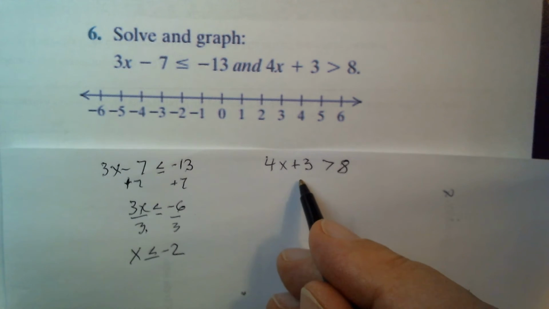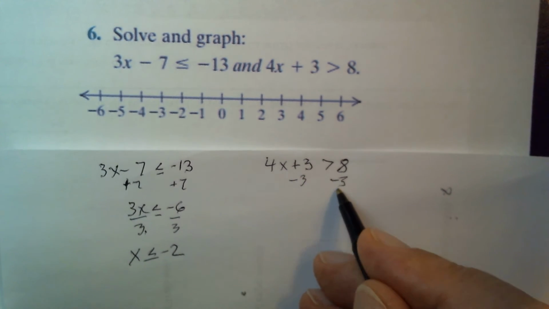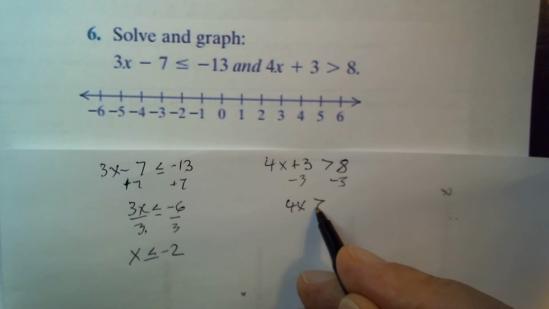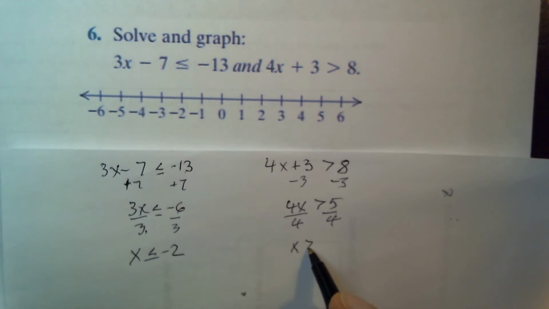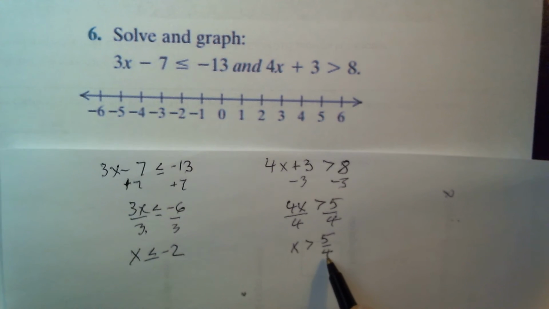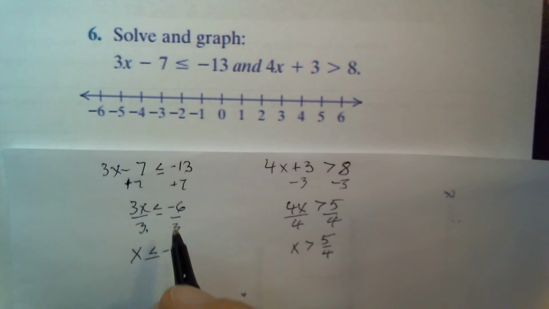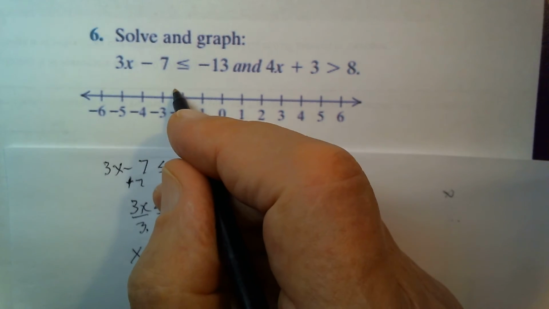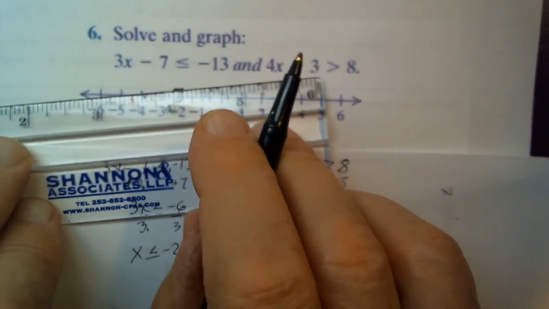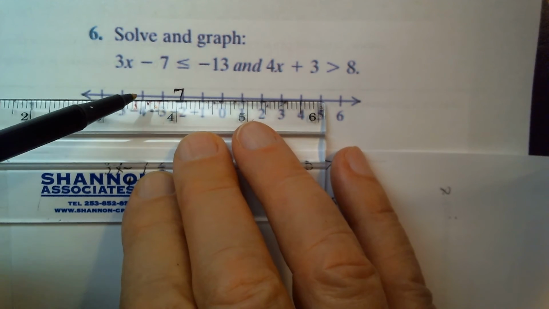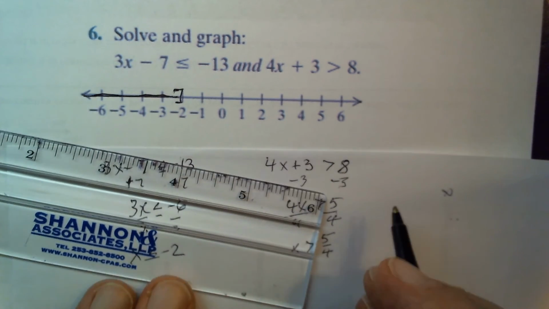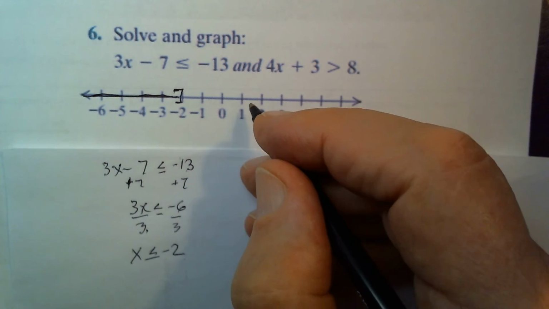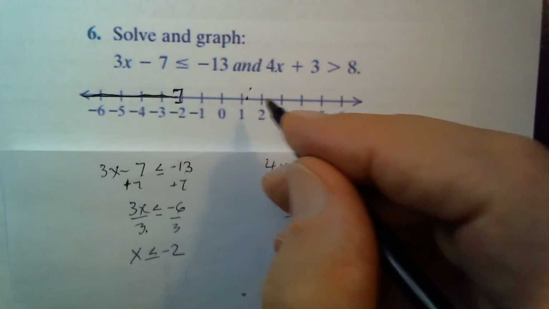Okay. On the right side, we subtract 3 on both sides. So we get 4x is greater than 5. And now we divide both sides by 4. So x is greater than 5/4 or 1 1/4. Graphing these two solutions, we find that x less than or equal to negative 2 would be this graph here. And the other one, 5/4, is about here, 1 1/4, so it gets a parenthesis because it's strict inequality.